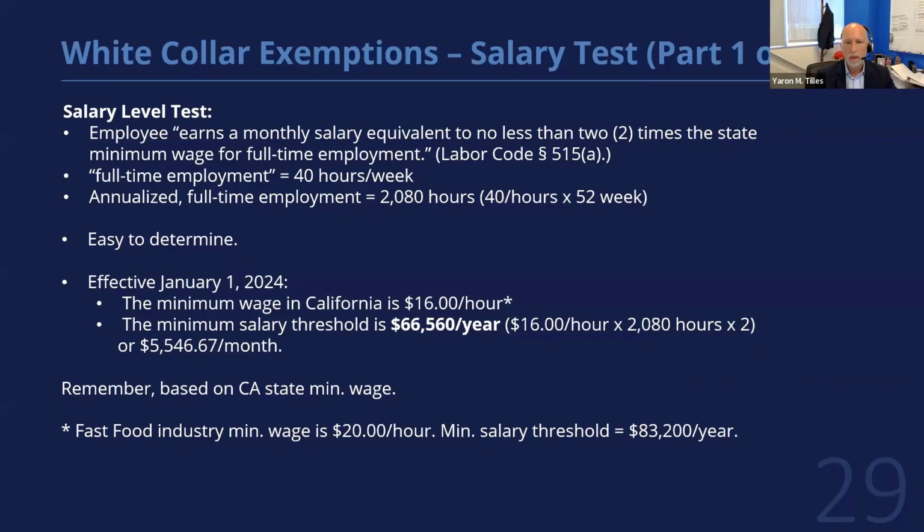So when we're talking about full-time employment, what does that mean? Full-time employment means employment in which an employee is employed for 40 hours a week. Just for your edification, full-time employment annualized amounts to 2,080 hours, which is 40 hours per week for 52 weeks. This is also helpful if you want to reverse engineer an annual salary to determine a salaried employee's hourly rate.